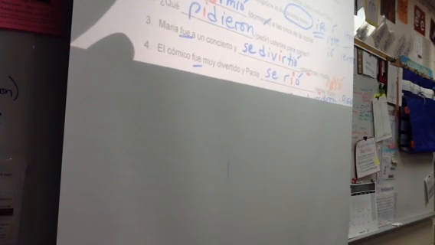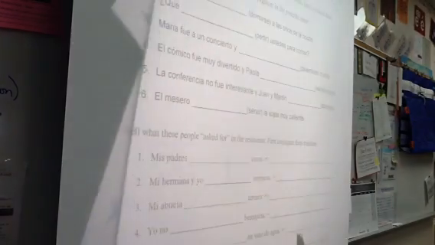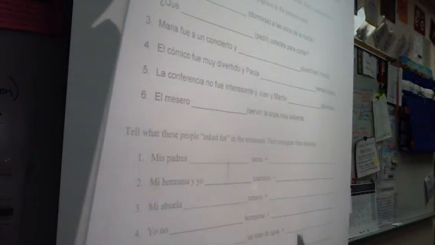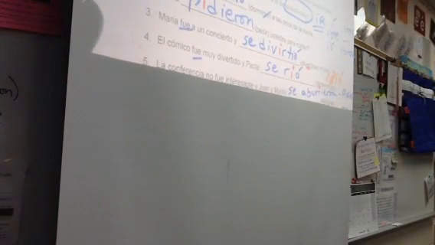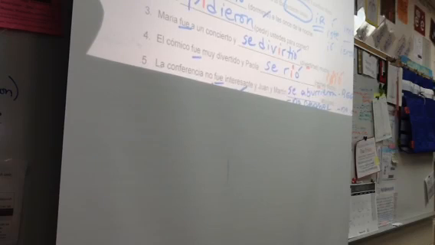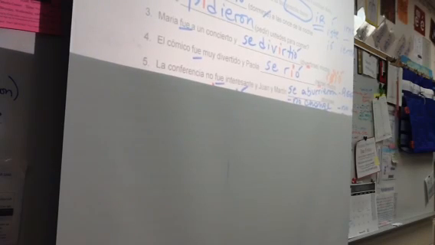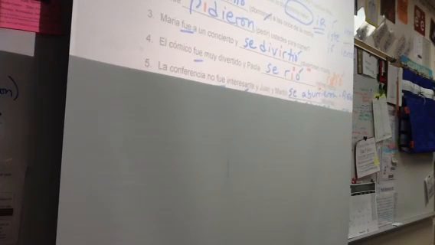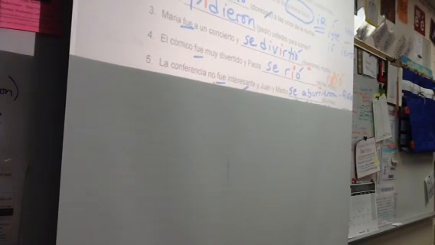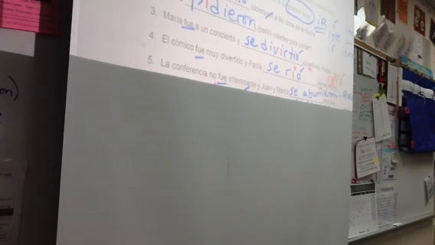Okay, the next one: the conference was not interesting, and Juan and Martin got bored. So plural conjugation, and it is in the basement, se aburrieron. Now in this case, the verb aburrir, se, is reflexive, take care of it, and it doesn't have an O in it, so there's nothing to change.